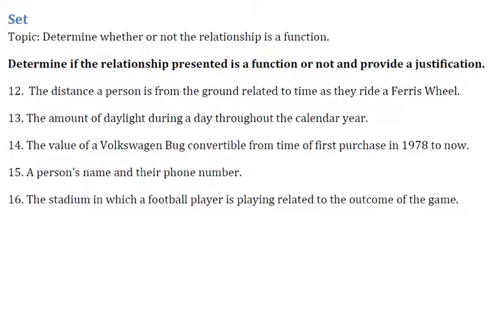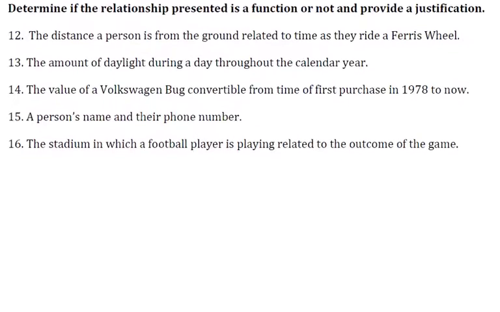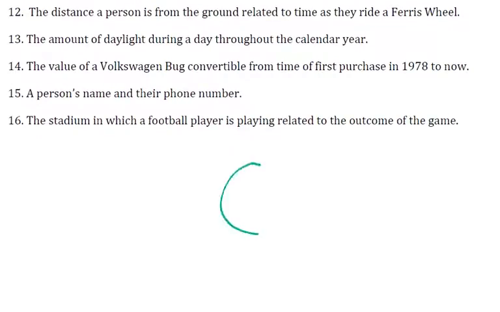Alright, now on the set, we're determining if the relationship presented is a function or not, and provide a justification. So the distance a person is from the ground related to the time as they ride a Ferris wheel. So let's think about this. So here's a Ferris wheel. So you get in the cart and you start going up.